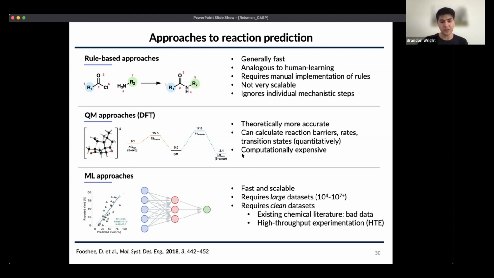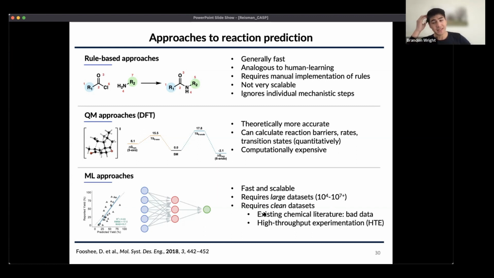These are fast and pretty scalable, I think, when you apply them to really large data sets. And they're much less computationally expensive than, say, DFT. One downside, though, is it requires really large data sets to train a machine learning algorithm. When I say large, I don't just mean hundreds of reactions, which we as chemists might do when trying to optimize something. By large, I mean like 10 to the fourth to even hundreds of millions of data points to try to train a machine learning algorithm effectively. And not only do you need a lot of data, the data needs to be high quality. The data set needs to be clean.